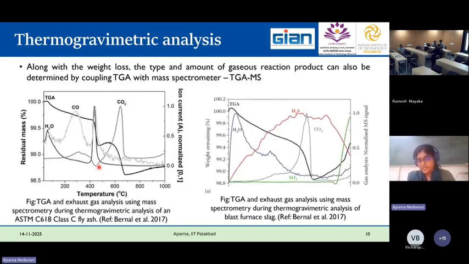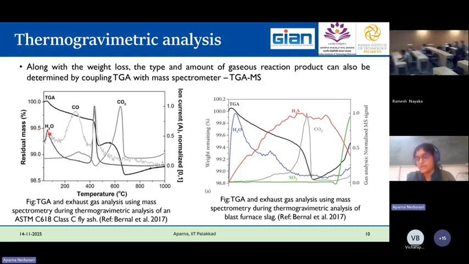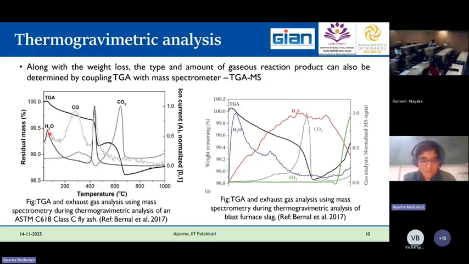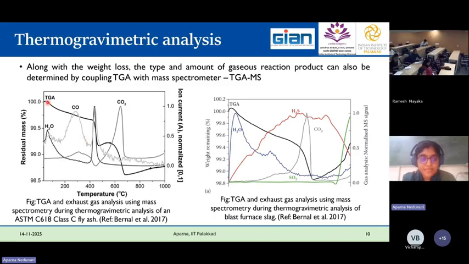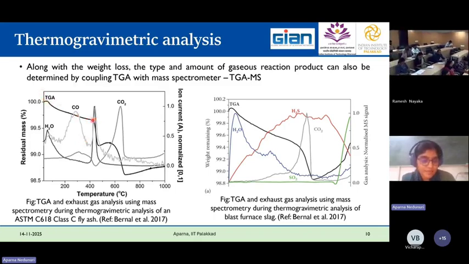Along with the weight loss, as discussed earlier, we can also understand what type of gas is evolving at different temperature regions. Over here, if we see the TG of fly ash, there is not much weight loss initially, but at this temperature region we have a significant weight loss, then again a weight loss, and then a slight weight gain over here. That is what we can see in this temperature scan.